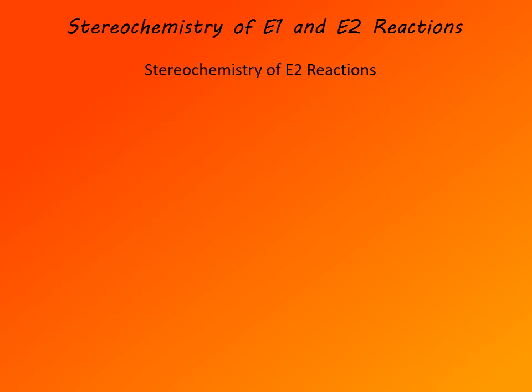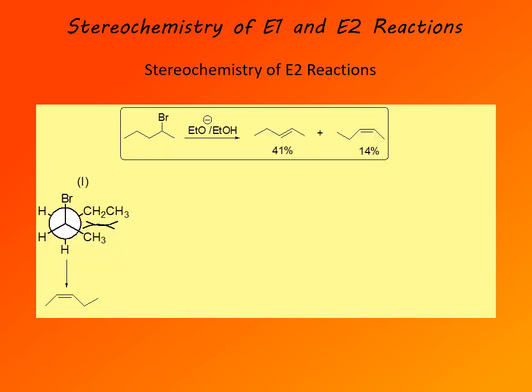So we examined E2 reaction mechanism in the previous video. Now we are going to look at stereochemistry of E2 eliminations. Here is an example of an E2 elimination. Elimination of 2-bromopentene with ethoxide in ethanol gives trans-2-pentene as major product and cis-2-pentene as minor. You can see that these two account only for 55% of the total products, so there are numerous other byproducts that are formed. So how do we explain this stereochemical outcome?